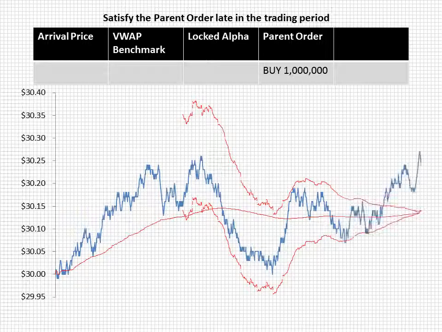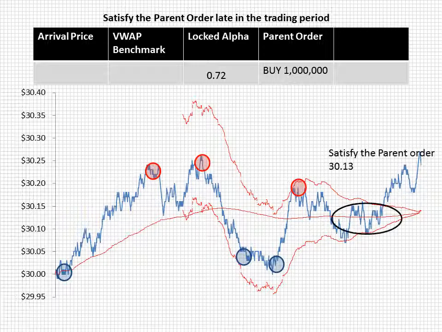And late in the trading period, we look to satisfy the parent order at or near the VWAP. Up until this point, we've captured 72 basis points in locked alpha, and we satisfy the parent order at or near the VWAP, in this example, 30.13. This example does not take into account transaction costs and market impact. Again, it's just for educational purposes only, to understand the methodology of the alpha VWAP.